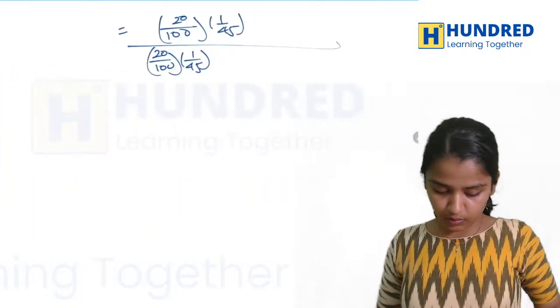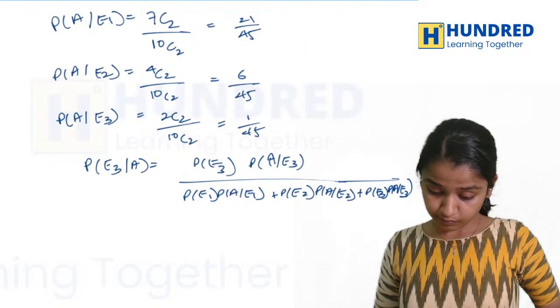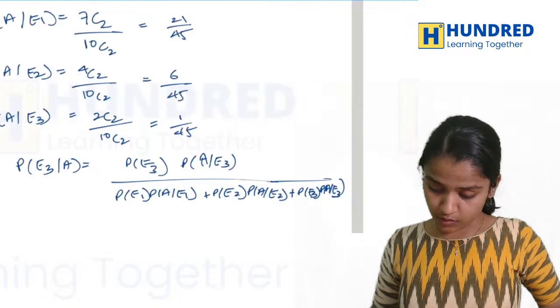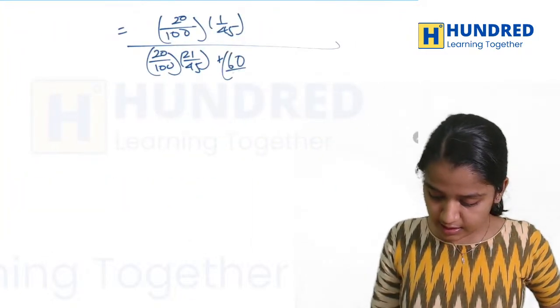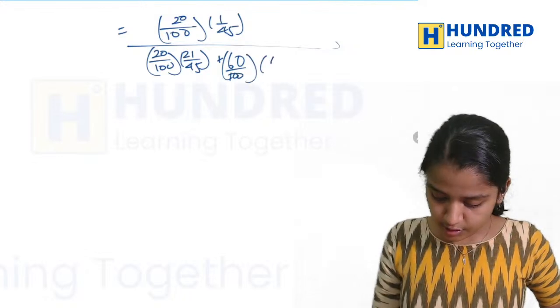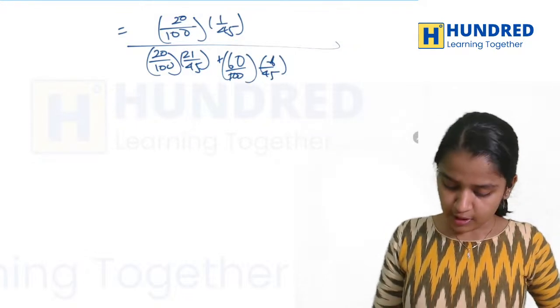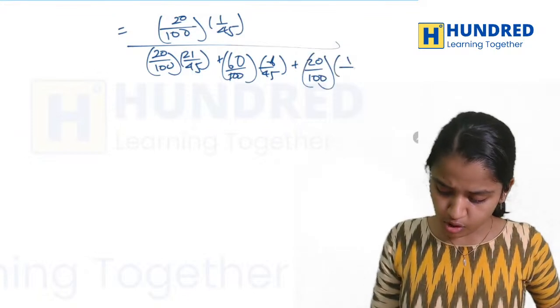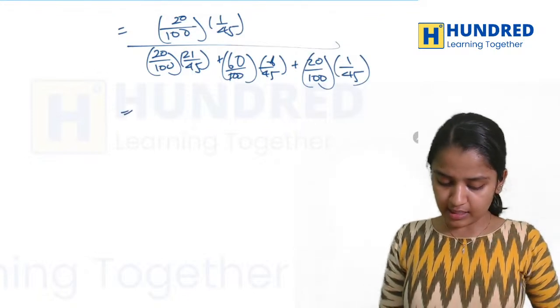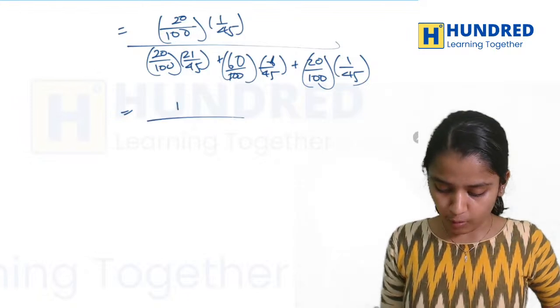Sorry, this is 21 now. Sorry, this is 21 by 45 plus 60 by 100 into 6 by 45, then comes plus 20 by 100 into 1 by 45. That is how you'll be getting 1 by 20.